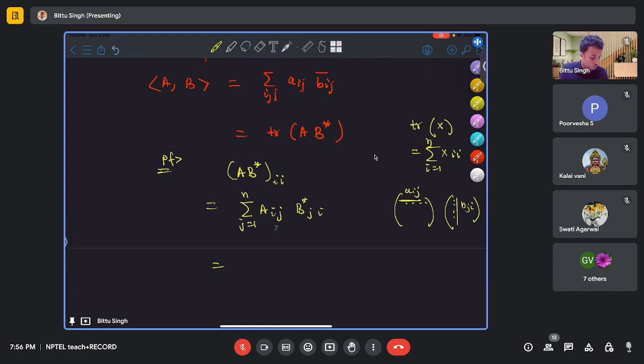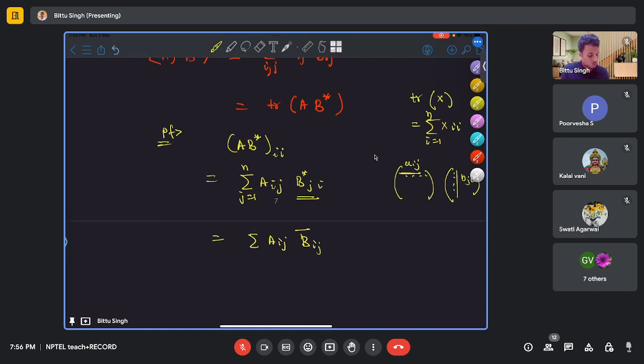So this is the definition of matrix multiplication, and from here this is the same as a_ij times B star ji. This is the same as the conjugate of b_ij, because the ijth entry of the transpose is the same as the jith entry of that matrix. Instead of transpose we are taking star, so here we need to take conjugation also. So j varies from 1 to n.